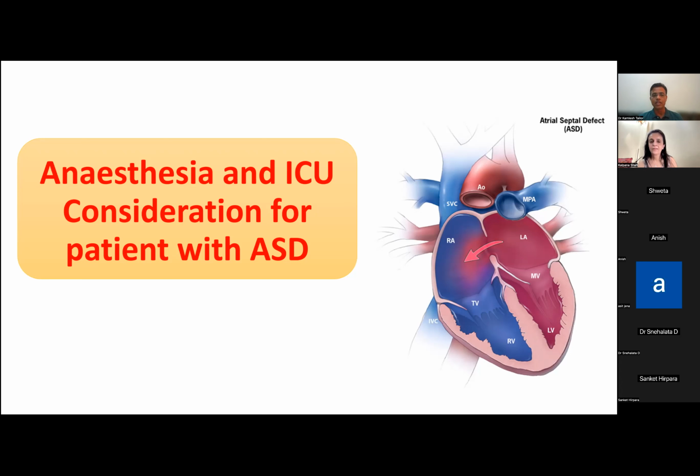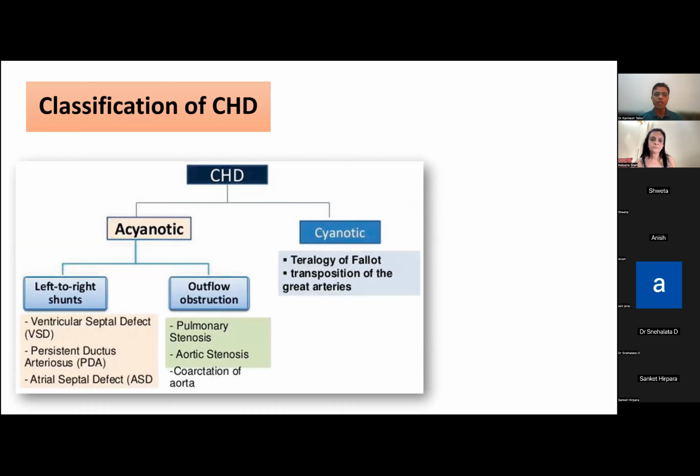So starting with the ASD. Before starting this ASD, VSD, or tetralogy, we'll classify the congenital heart disease. It is broadly classified into acyanotic and cyanotic, which is the topic heading of today and tomorrow. The acyanotic is further classified into left to right shunt. So we are talking today about the atrial septal defects as well as ventricular septal defect. Both are left to right shunt. And if time permits, we are going to talk about PDA also.